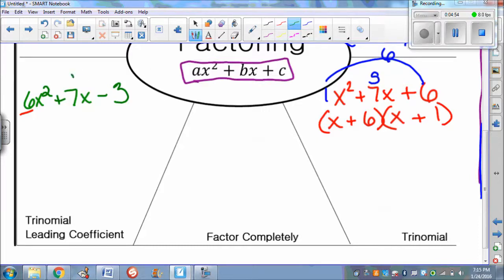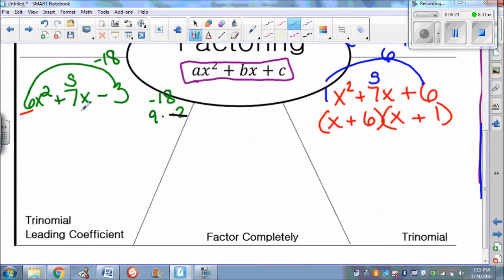I still have to come up with two numbers that are going to sum to positive 7, but that are going to have a product of negative 18. I might write over to the side, they've got to multiply to negative 18, but have to sum to 7. So hopefully you're thinking to yourself, positive 9 times negative 2. They multiply to negative 18 and certainly sum to a positive 7.